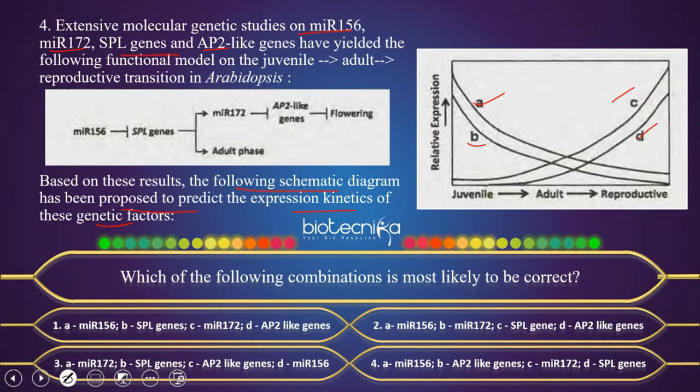And this question is from June 2017. You just require one simple concept over here that will solve your question, because the flowchart is already given to you. I hope you know this sign. This means inhibition and this means activation in such genetic expression flowcharts.